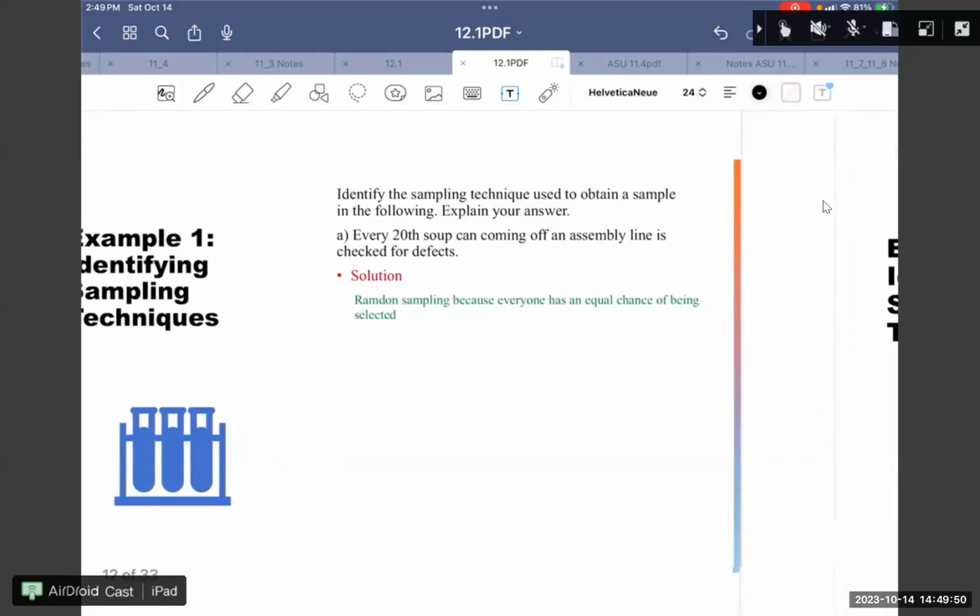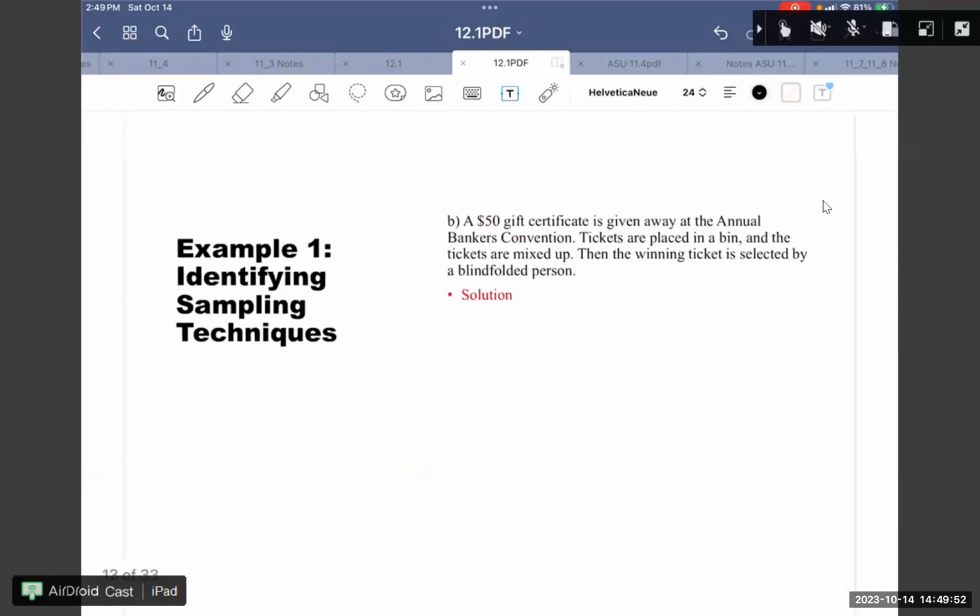Example B: a $50 gift certificate is given away at an annual banker convention. The tickets are placed in a bin, the tickets are mixed up, then the winning ticket is selected by a random person.